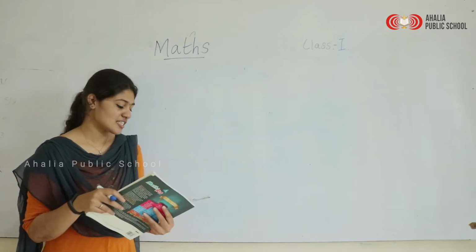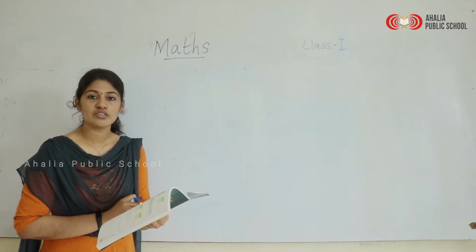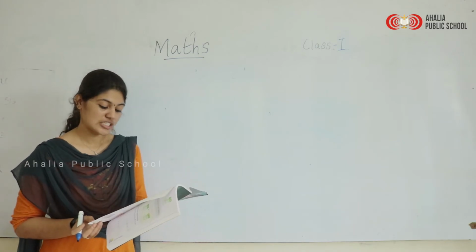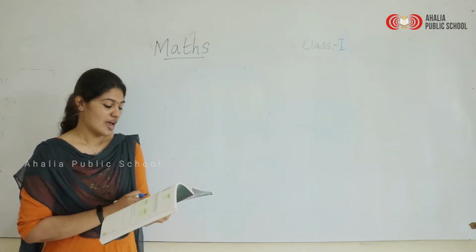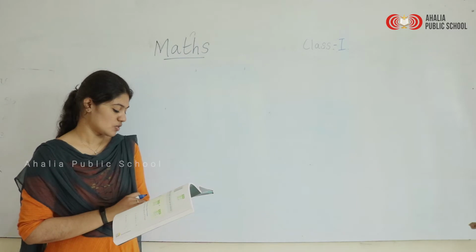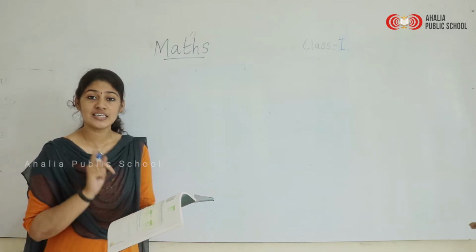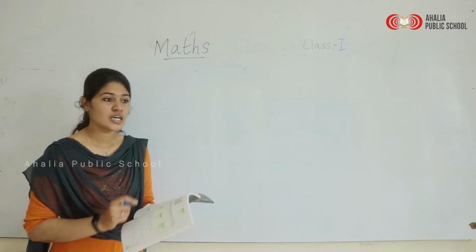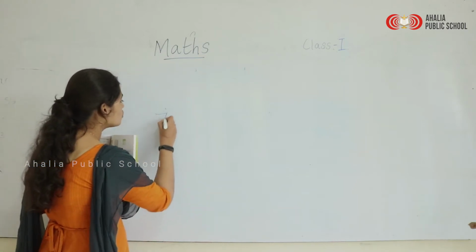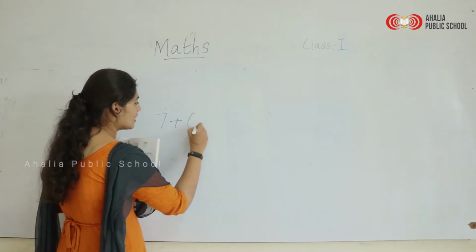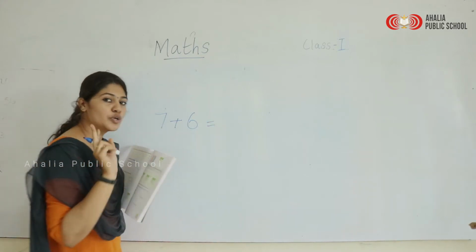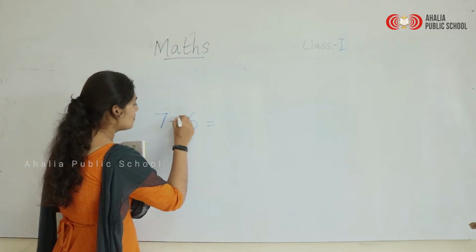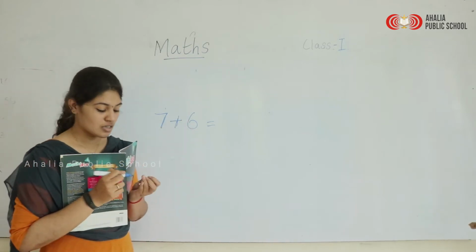In the last class we learned addition of three numbers, the different number combinations and vertical addition. We have also learned adding a one digit number to 10. So today we are going to learn adding two single digit numbers and getting a two digit number. See children, 7 plus 6.